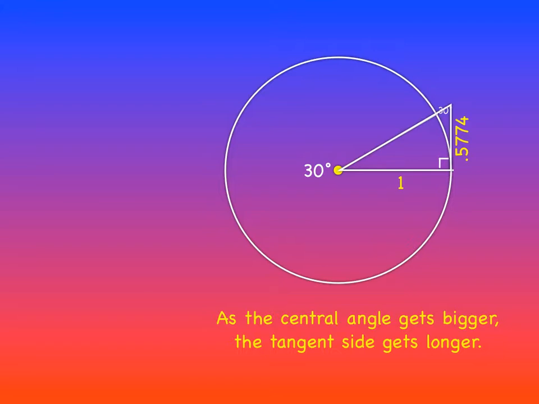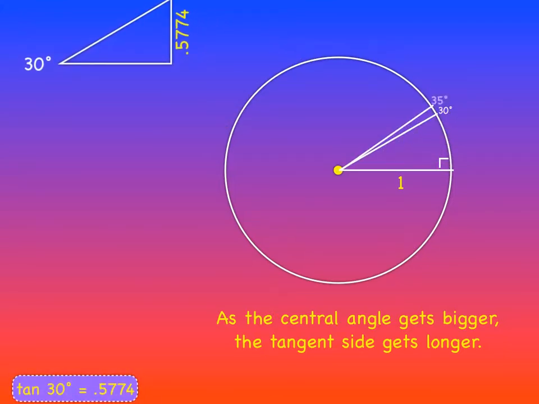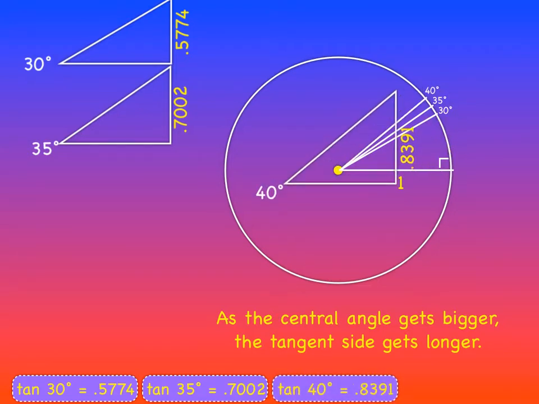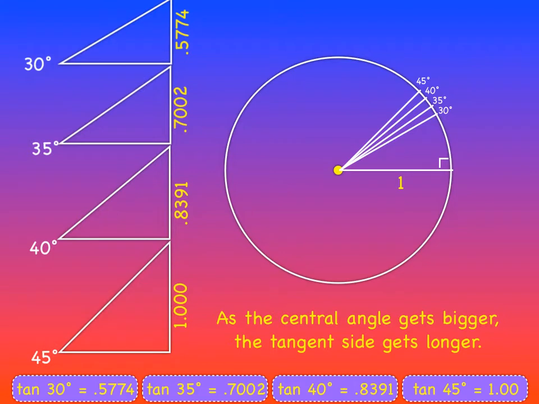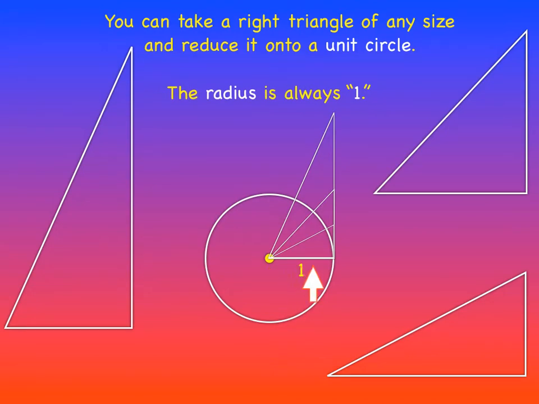the tangent side gets longer. At 35 degrees, our tangent side will be a little longer than the first one. And if the angle is 40 degrees, the tangent is getting longer. And if it's 45 degrees, then the tangent actually is 1 unit. You can take a right triangle of any size and reduce it onto a unit circle. The radius, of course, is always 1.